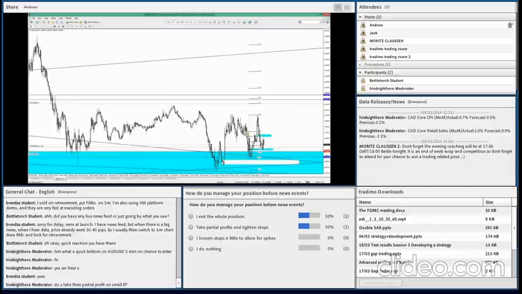Then the second part of their position, they take off at 1-to-1, and then they move to break even. And then the third part is what they're looking to run as a swing trade. So they'll just let that run and trail it on a higher time frame. So if they got in off an hourly chart, for example, then they'll try and trail it on a 4-hour or daily chart. They're looking for a home run type of thing.